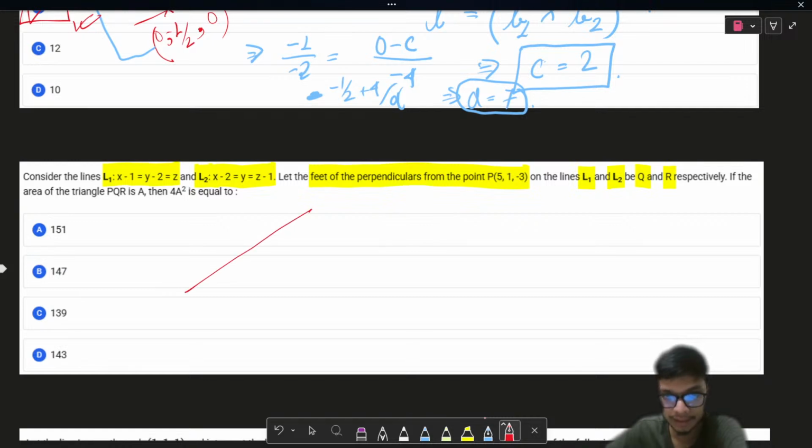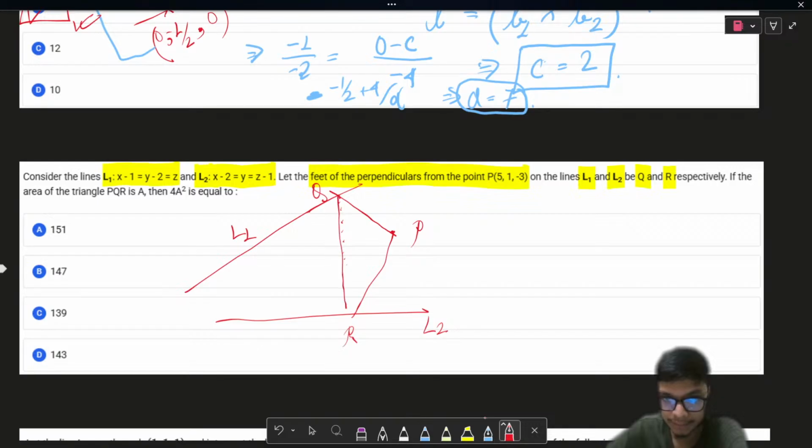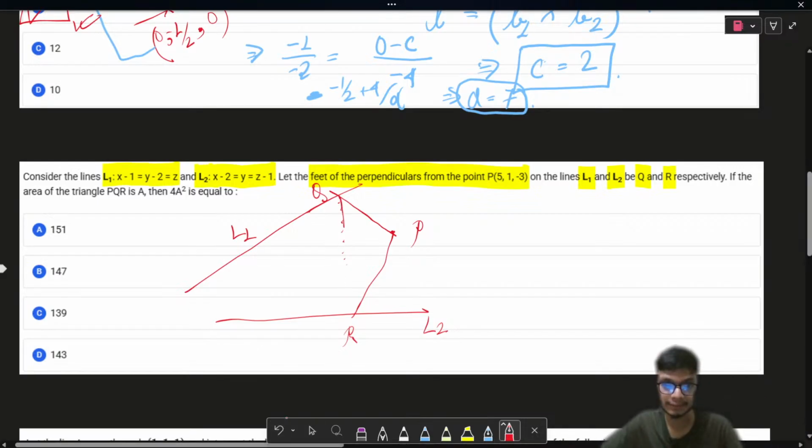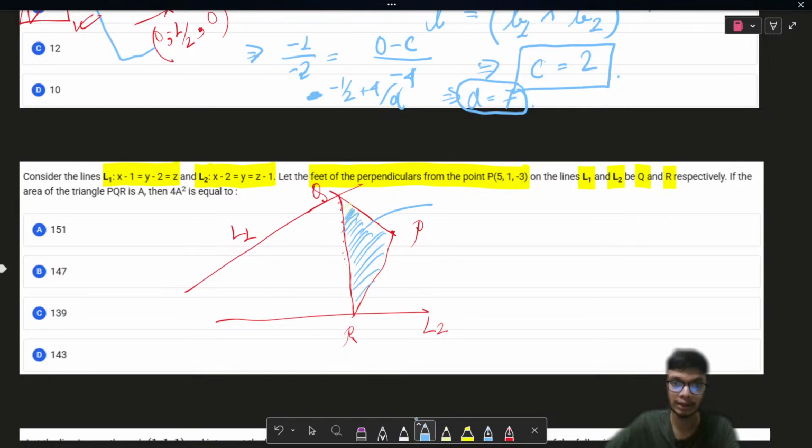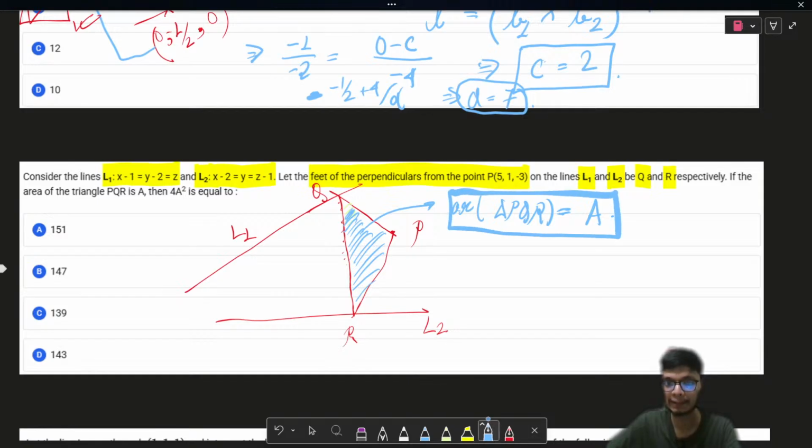You have two lines L1 and L2 like this, and there is a point P. From there you are dropping a foot of perpendicular which is Q on L1, and this point R on my line L2, and then I am forming this triangle, right? The area of the triangle PQR is given out to be capital A. So we have to find out this capital A first of all.